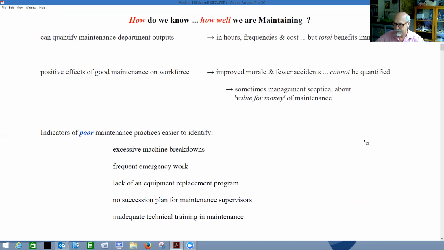Indicators of poor maintenance practices are easy to identify, as I mentioned. Excessive machine breakdowns, frequent emergency work, lack of an equipment replacement program. So you've got all sorts of equipment, and you've got no succession plan with regards to bringing in new equipment. And even so, no succession plan for maintenance supervisors. The point of the matter is that somebody's been there for the last 3 years, 5 years, 10 years, and they move on, and it's like, oh, hang on a minute, who's going to take over now?